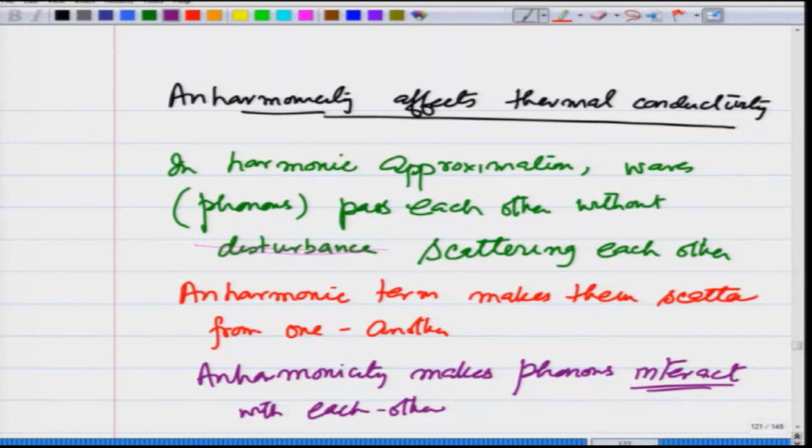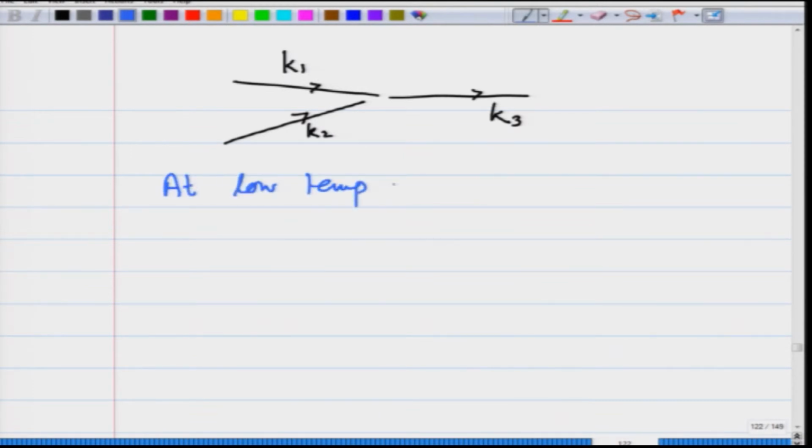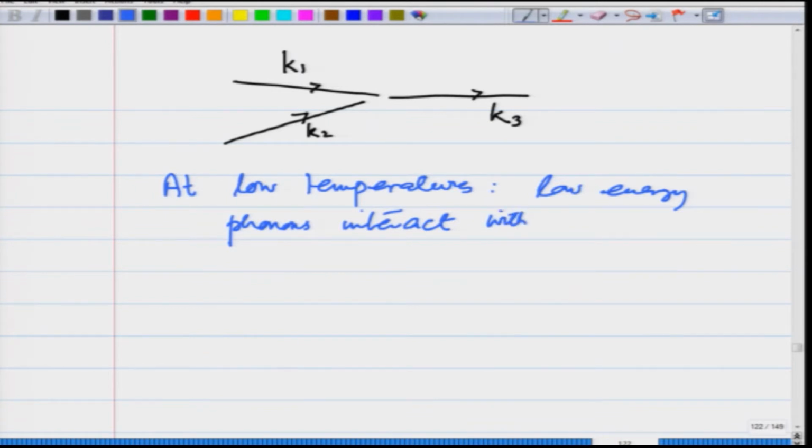Now, let us see what happens in this scattering. We have discussed earlier, if there is a phonon of crystal momentum K1 coming in and there is a phonon of crystal momentum K2 coming in, they may combine due to this anharmonicity and you may finally get a phonon of crystal momentum K3. At low temperatures, phonons of low energies are excited. If phonons of low energies are excited, then K is also very small. So, what happens is low energy phonons interact with each other.